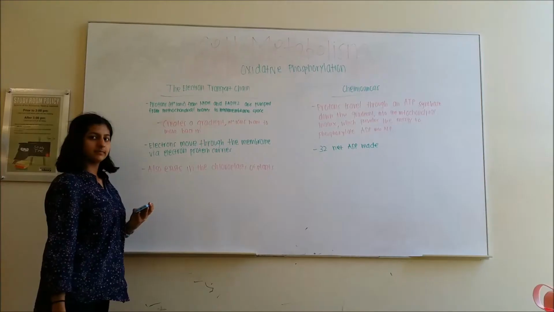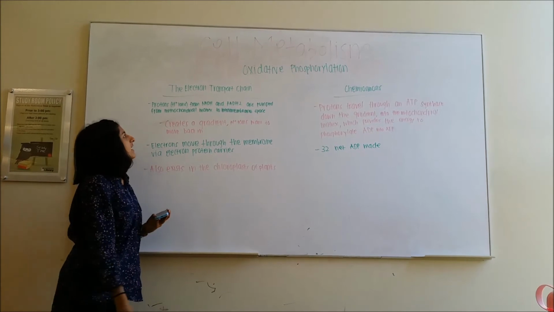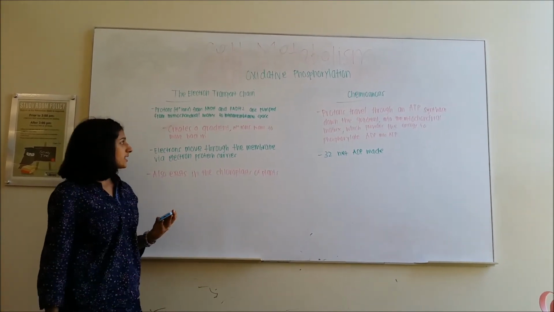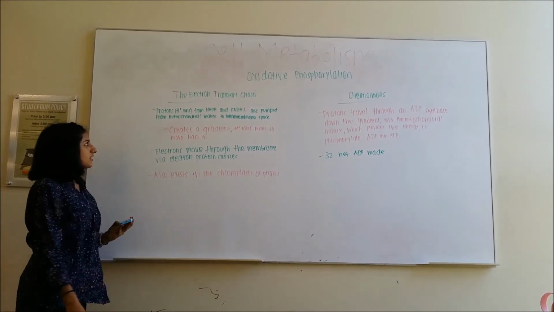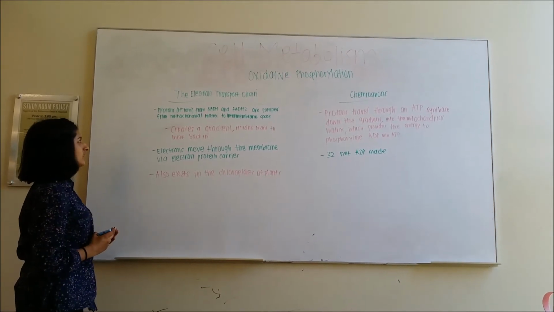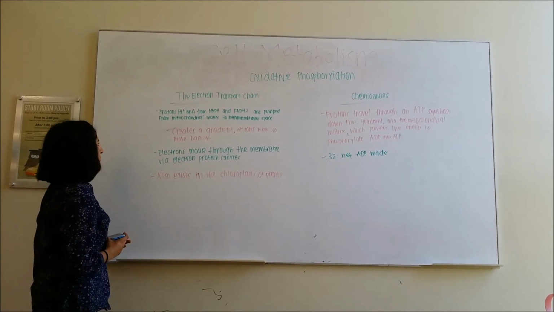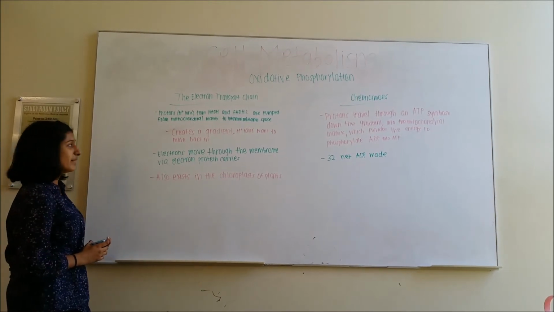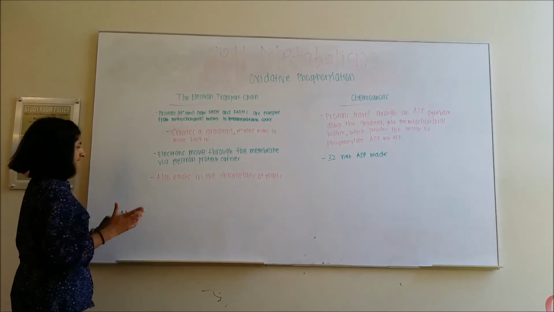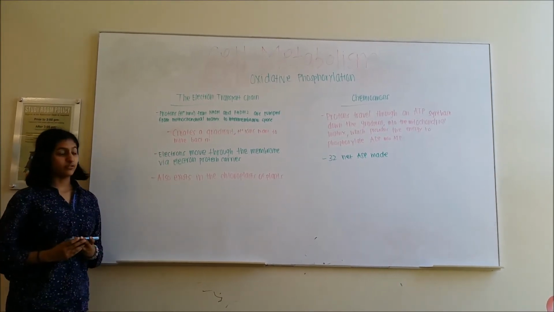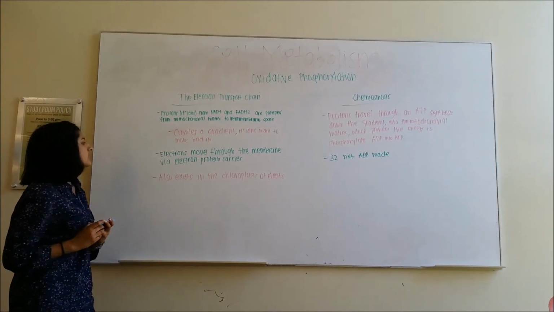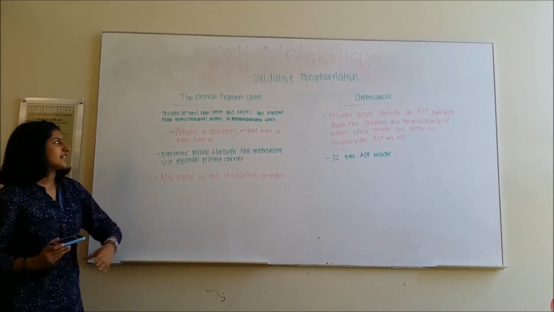And that's it. Alright, we're going to talk about oxidative phosphorylation, and that can be broken up into the electron transport chain and chemiosmosis. So in the electron transport chain, protons, or the H plus ions from NADH and FADH2 are pumped from the mitochondrial matrix to the inner membrane space. That creates a gradient, and then the H plus ions want to move back in. And then electrons move through the membrane via electron protein carriers. And then this also exists in the chloroplast of plants. So that was the electron transport chain.